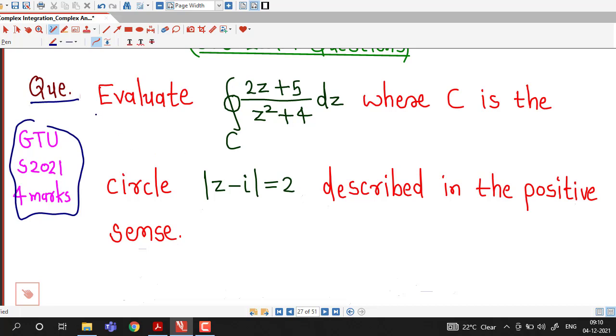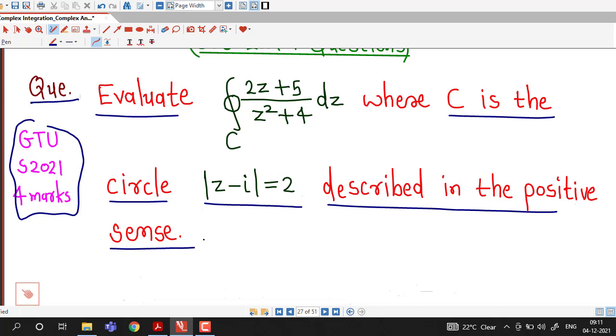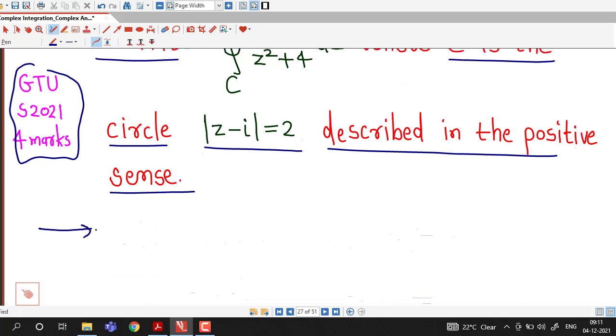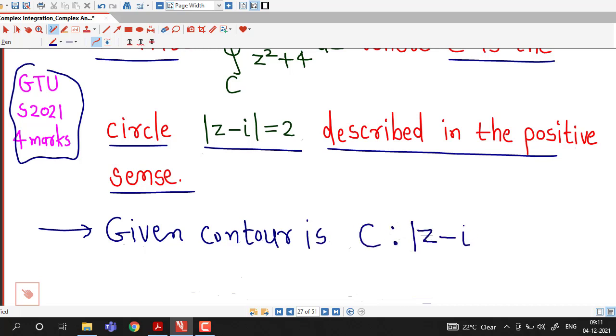So here we are asked to evaluate this complex integral of the function (2z + 5) divided by (z² + 4), where C is the circle |z − i| = 2 described in the positive sense. Here the given contour is a circle with center i and radius 2. So first we write the given contour C: |z − i| = 2. Clearly this is a simple closed contour.